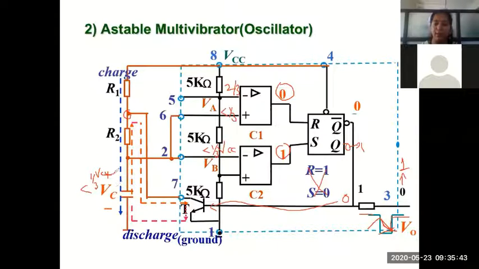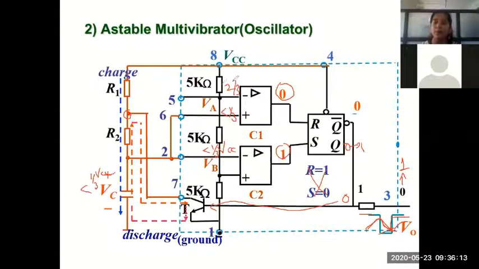charging cycle repeats. Again, whenever this transistor is off, this capacitor will start charging towards VCC through the resistors R1 and R2. So once it starts charging, it goes on charging. It is in the charging cycle. It goes on charging exponentially till the voltage across the capacitor reaches 2/3 VCC. So here again the capacitor is charging and it charges till the voltage becomes 2/3 VCC.